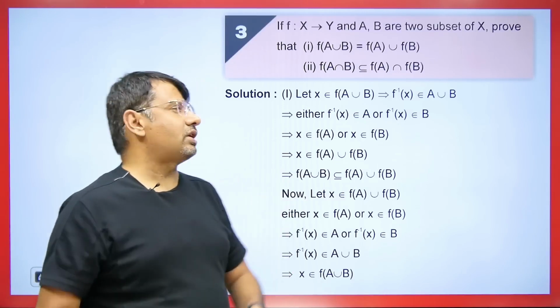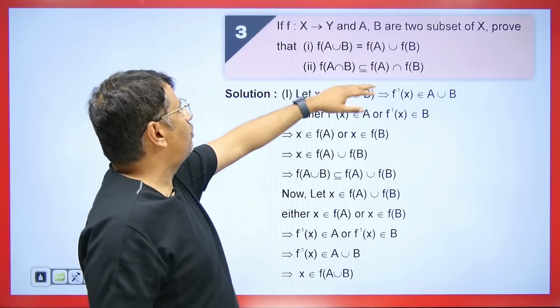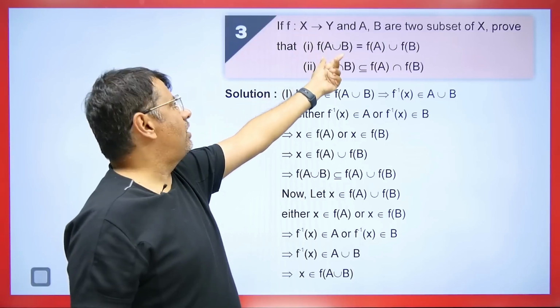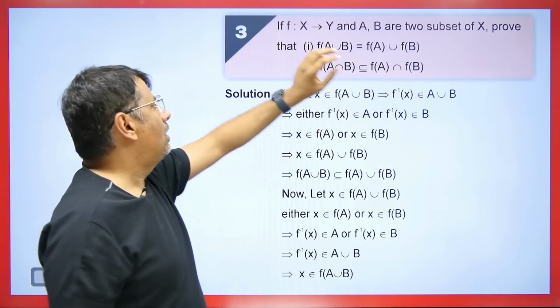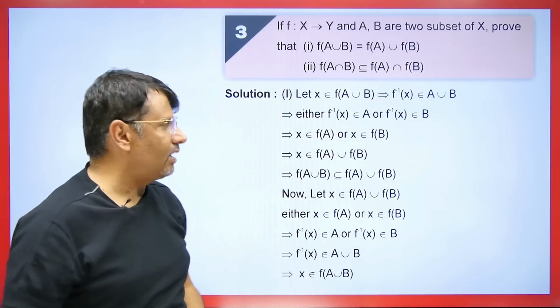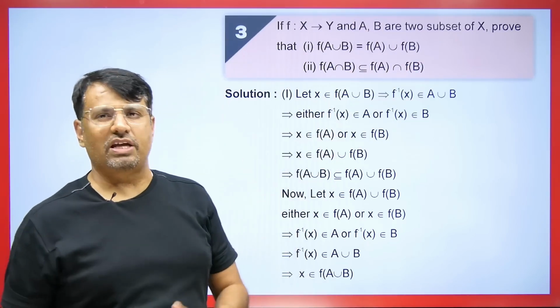Let's look at this question. It's a very good question. If f: X to Y and A, B are two subsets of X, then prove that f(A union B) is equal to f(A) union f(B). And also prove that f(A intersection B) will be a subset of f(A) intersection f(B). This is very simple and we can easily prove it.